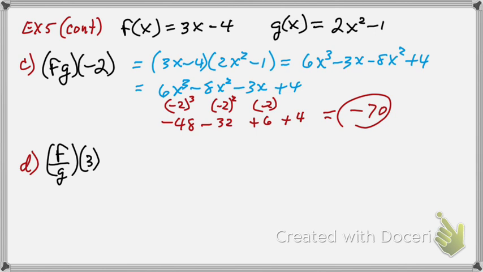Now think about this. If they wanted us to evaluate this and the bottom value came out to be 0, we got a problem, right? Okay, so let's see if we can solve this thing. So I put f on top, so I've got 3x minus 4 divided by 2x squared minus 1. And what I'm saying is, if that 2x squared minus 1 evaluated to be 0, we got a problem. I don't think that's going to happen when we're saying, okay, evaluated at 3.